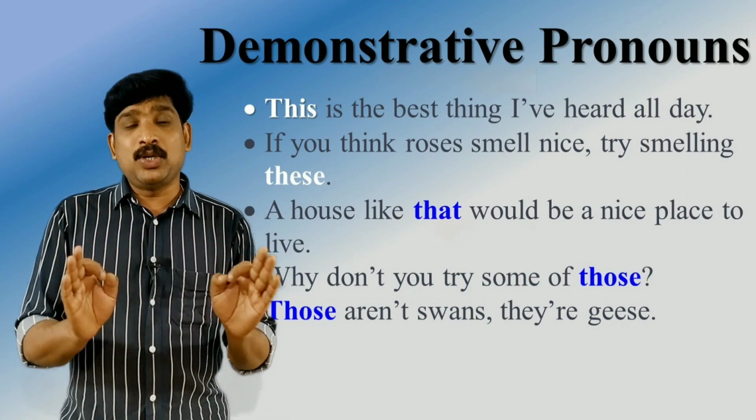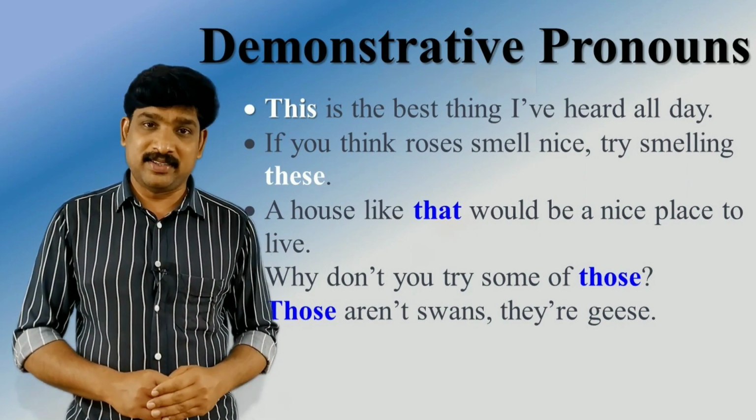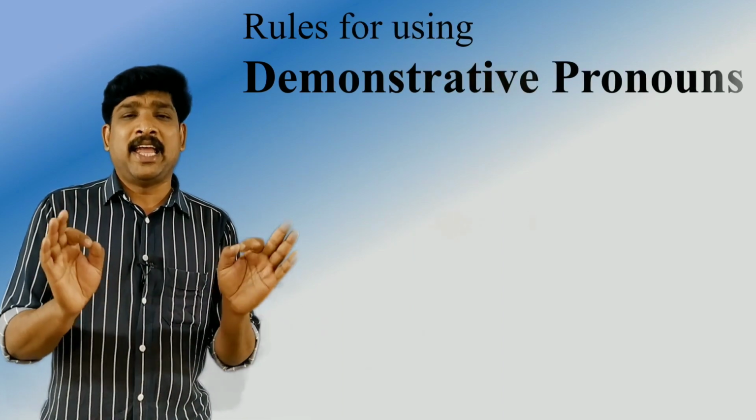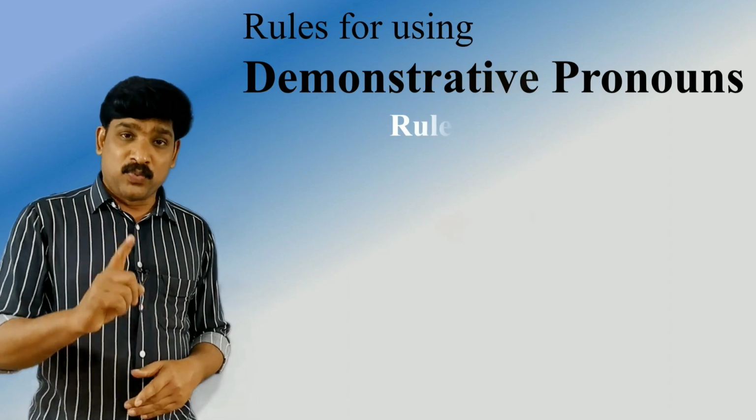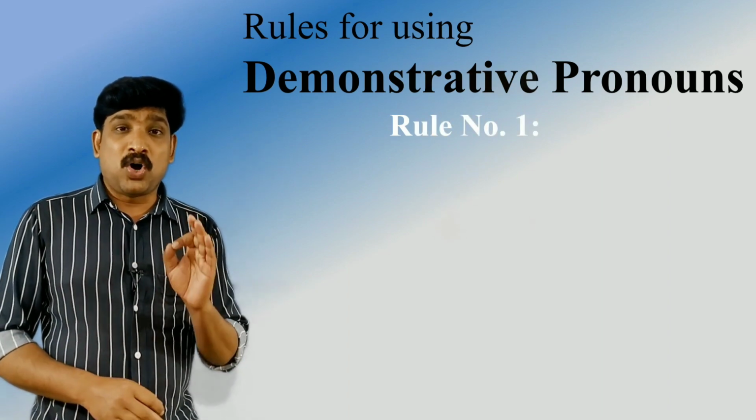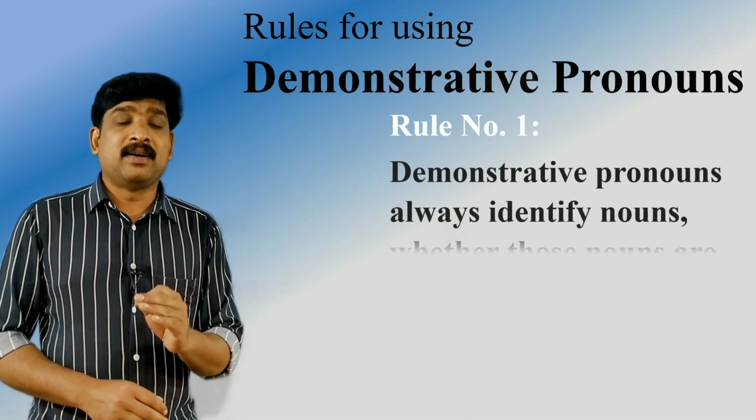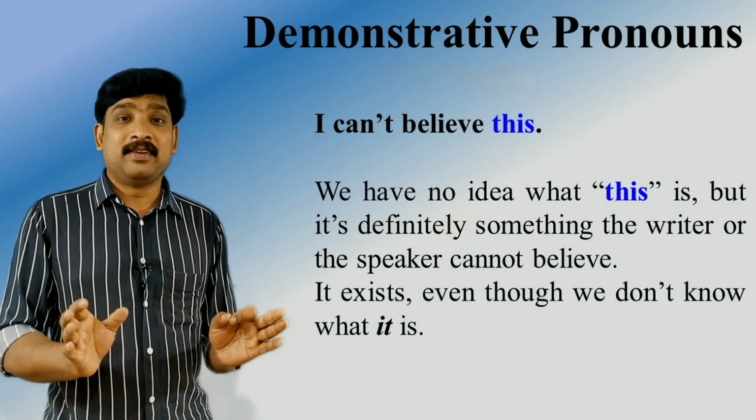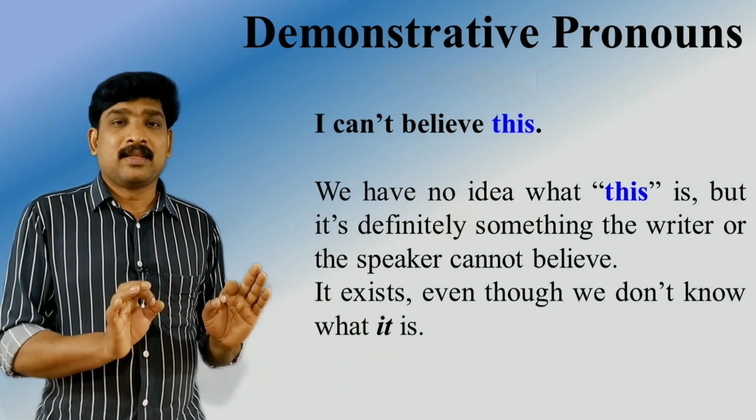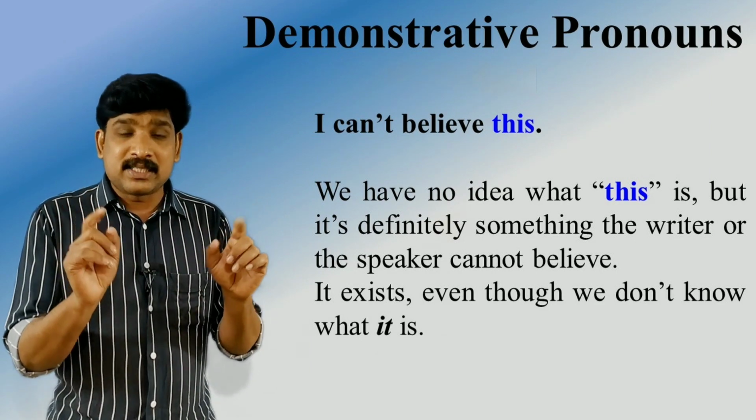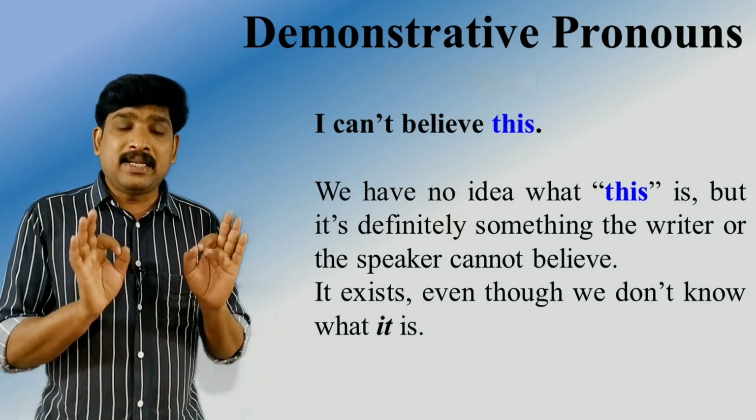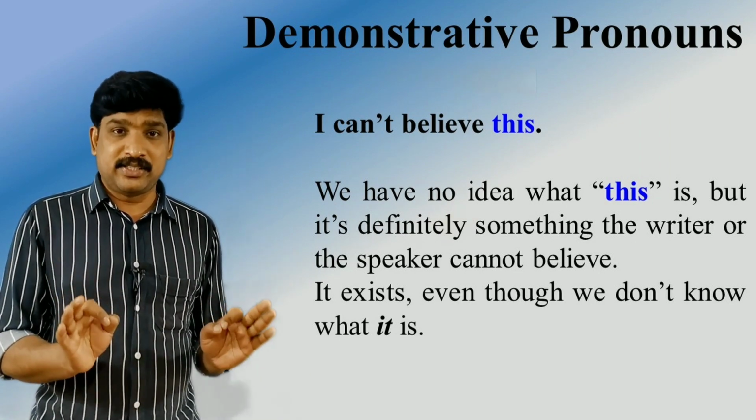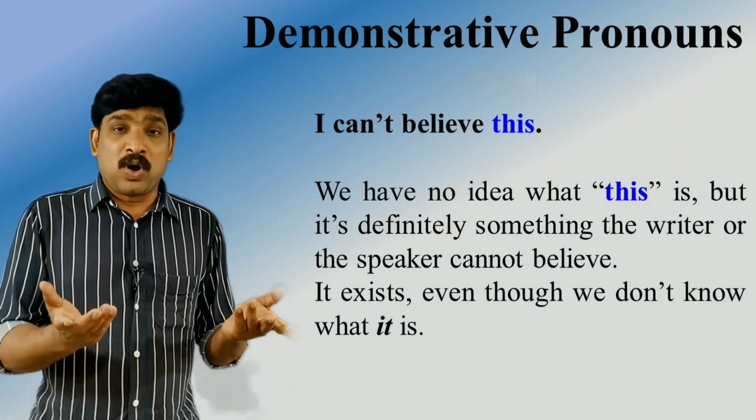There are just 3 rules for using demonstrative pronouns correctly. Remember them and you will have no difficulty using these surprisingly interesting parts of speech. Rule number 1. Demonstrative pronouns always identify nouns, whether those nouns are named specifically or not. For example, I can't believe this. We have no idea what this is in the sentence, but it's definitely something that the writer or speaker cannot believe. It exists even though we don't know what it is.